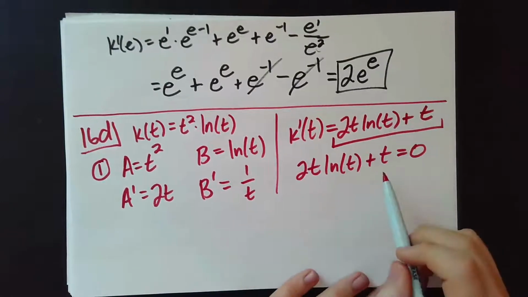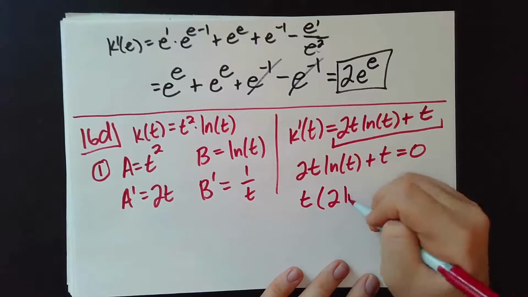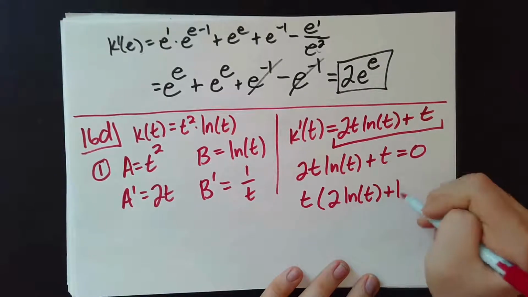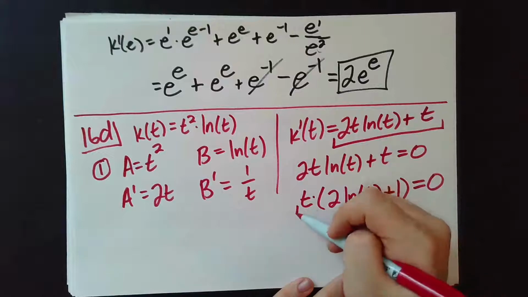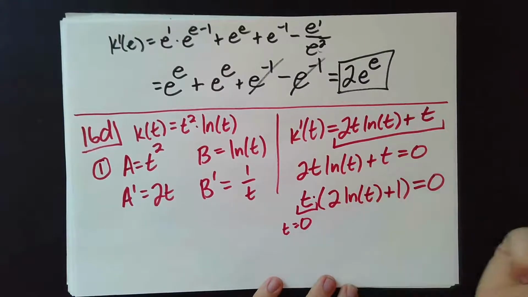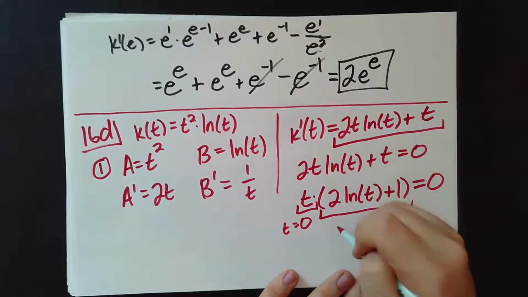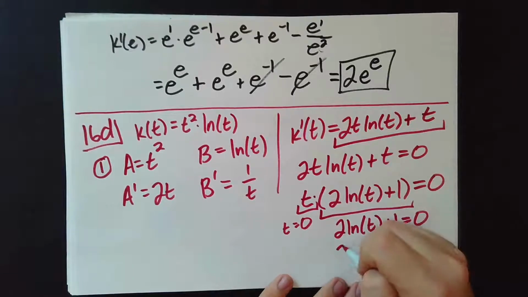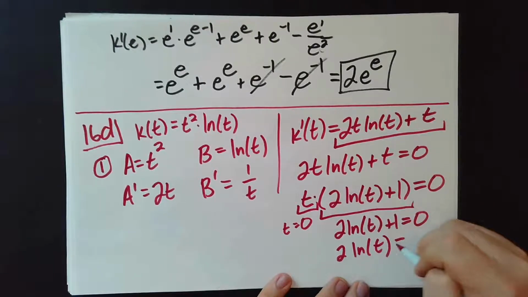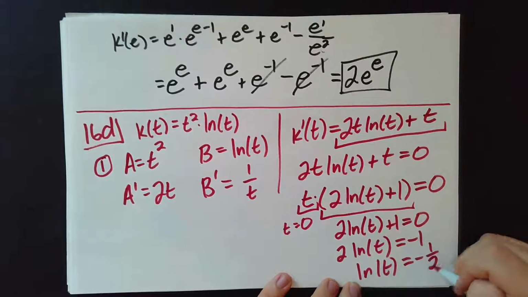Okay, and so here factoring is our friend. So I'm going to factor a t out of this. Okay. So I have a product of two things being equal to 0. This is going to give me a t equals 0. That's going to turn out to not really be a solution, but we'll see that in a second. Okay, here I need to solve 2 times the natural log of t plus 1 is equal to 0. So 2 times the natural log of t is minus 1. So the natural log of t is minus a half.